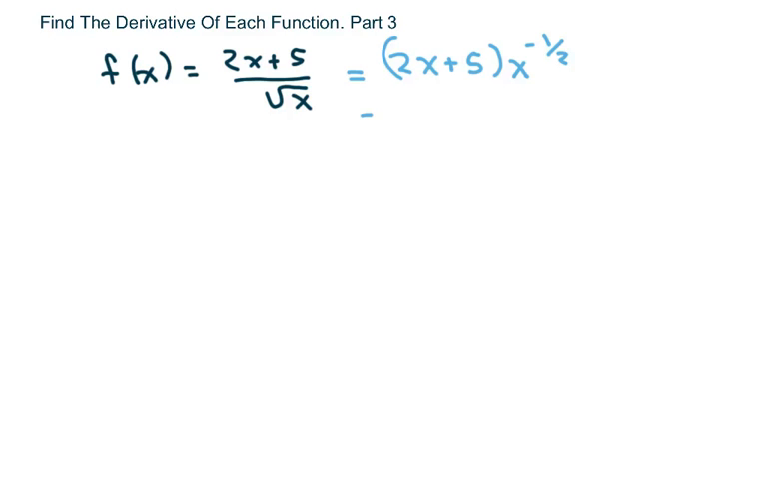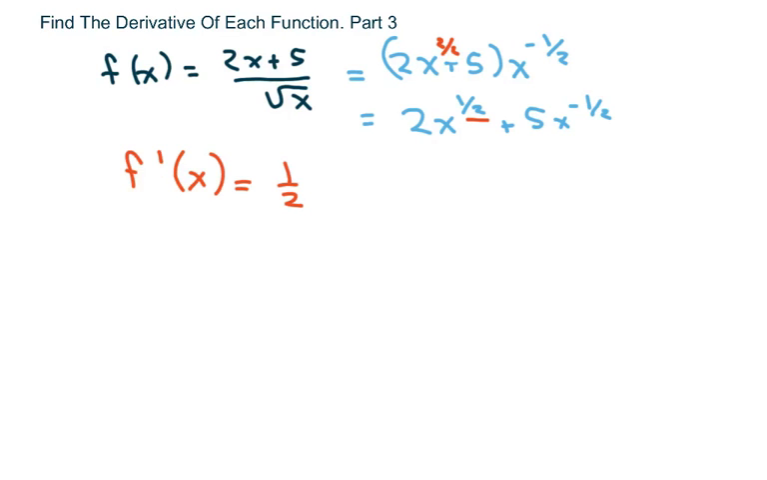And I'm going to go ahead and distribute, and you're going to get 2x to the 1/2, because this would be 2 over 2, plus 5x to the negative 1/2. Remember, if this is 1, you can write this as 2 over 2. So when you're adding them, you just get 1/2. Now we can take the derivative.